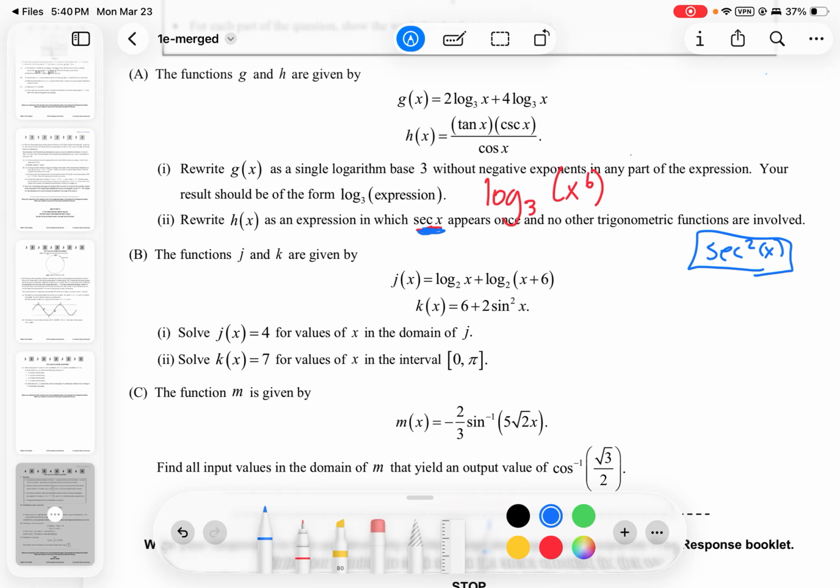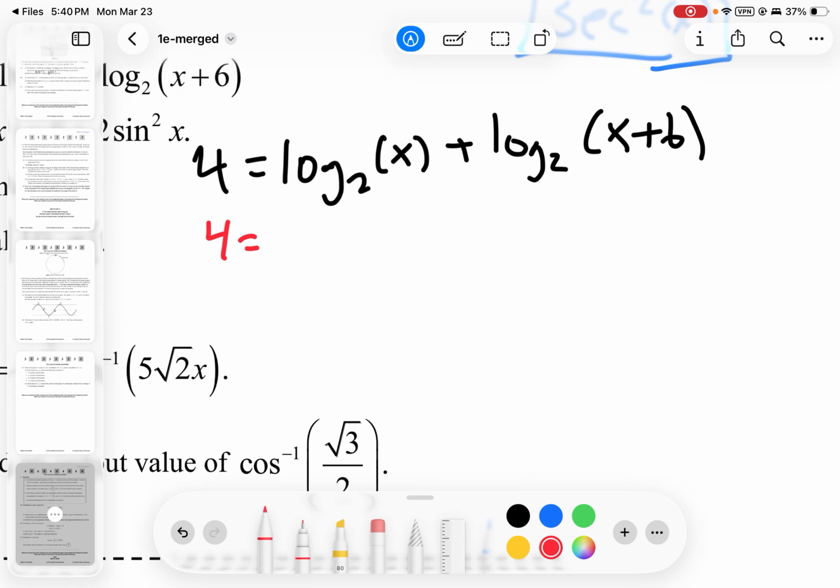All right, part B. Functions j and k are given. Solve for j of x equals 4 for all values of x in the domain. So let's do that. We get 4 equals log base 2 of x plus log base 2 of x plus 6. I'm going to start by simplifying my logarithm. These are same-base logs added, so I'm really turning this into multiplication: x times x plus 6, which is x squared plus 6x.